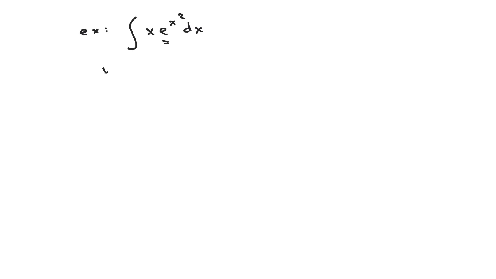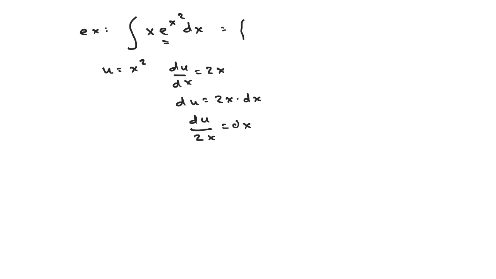So again, I'm going to say that u is equal to my inner function x squared, and then du dx is equal to 2x. And again, what I like to do is just solve for dx. So you have du equals 2x times dx, and then you have du over 2x is equal to dx. All right? So now what I can do up here is say that this is x times e to the u times du over 2x. And then this x cancels this x. So I pull the 1/2 out in front, and I have 1/2 e to the u du.